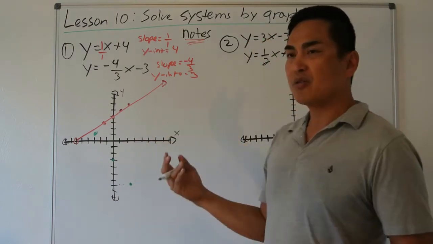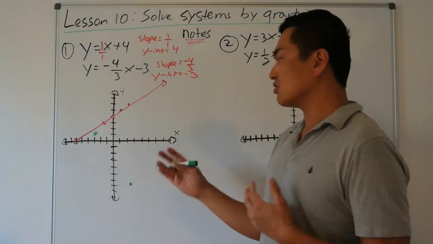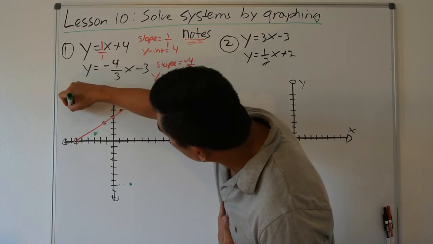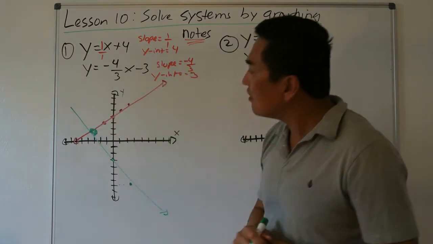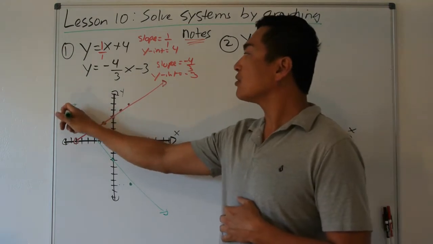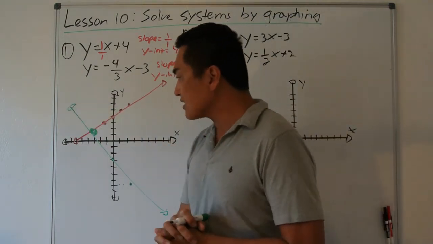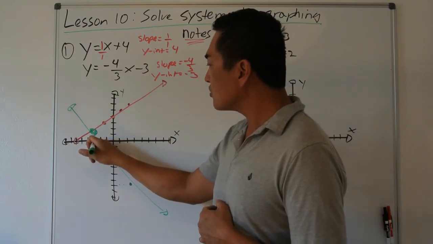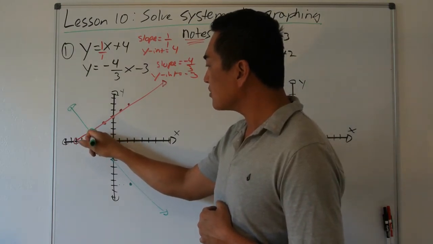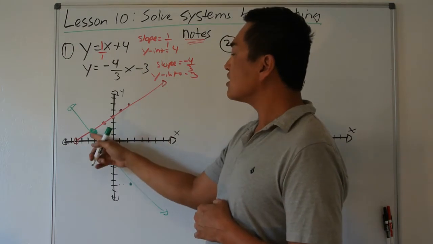If you're out of room, you're done. Just 3 points is good enough. So now, my answer should be somewhere there. It has to be a nice whole number. And it looks like it's negative 3 and 1. So let's find it, 1, 2, 3, and 1. So that's my answer right there. That's where they meet.